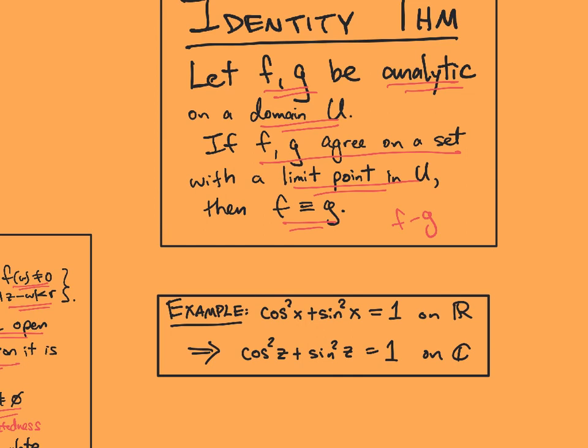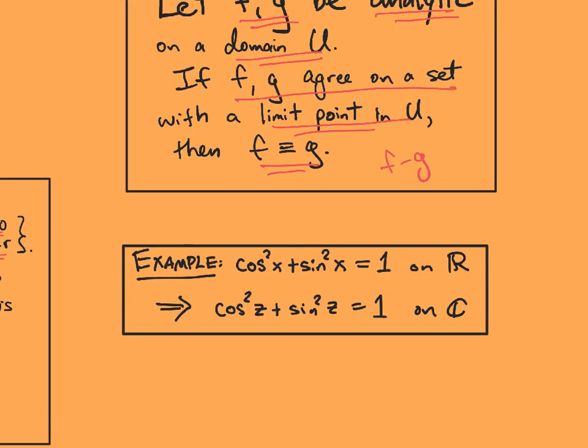Here's a good example. We know that cosine squared of x plus sine squared of x is equal to 1 on the real numbers. And the real numbers certainly have a limit point. So this identity automatically extends to the analytic extensions of cosine and sine. So you get that cosine squared plus sine squared equals 1 on the complex plane without having to check any algebraic identities.